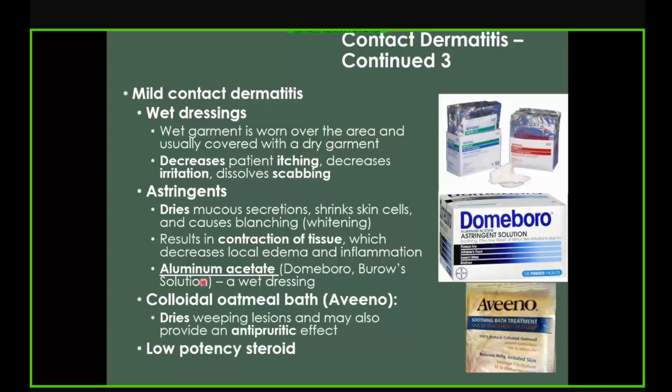Looking at your aluminum acetate, you have your Domeboro as an example. And again, this is a wet dressing that we can put onto that patient to cause that gradient to pull out that fluid. Your colloidal oatmeal bath, this is a good one for itching. That's the main benefit that we get from this. It helps dry out those weeping lesions. Please make sure that your patient has a bathtub. If they don't have a bathtub, they can't use the oatmeal bath.